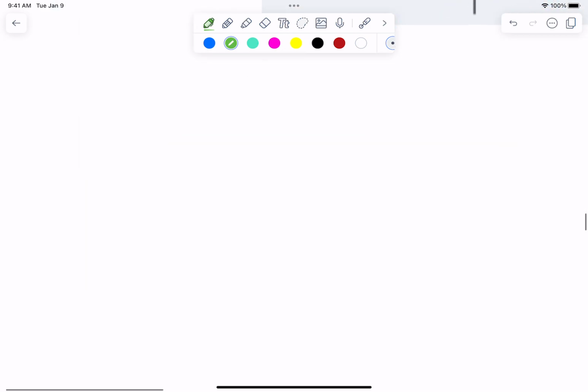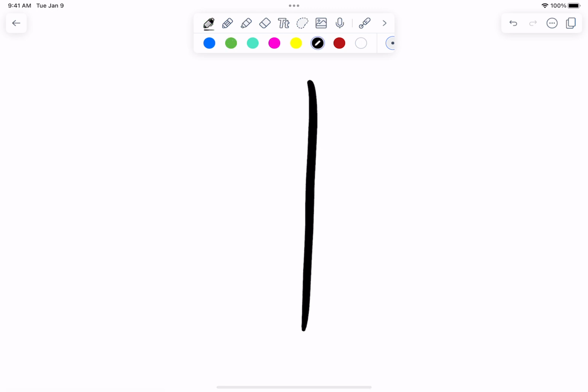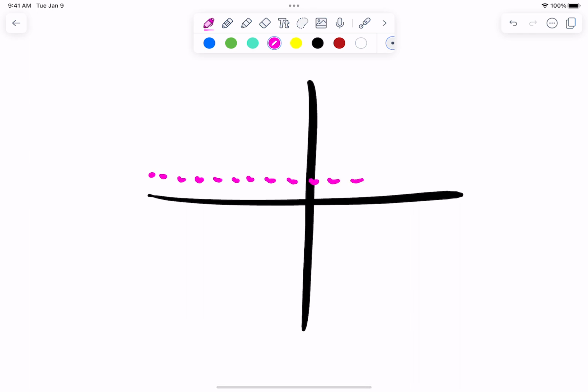Let me show you what sometimes happens, and a lot of people don't like this, it doesn't make sense to them. Here's my horizontal asymptote. Let's say I have a function that does one of these. Let's say it does this.